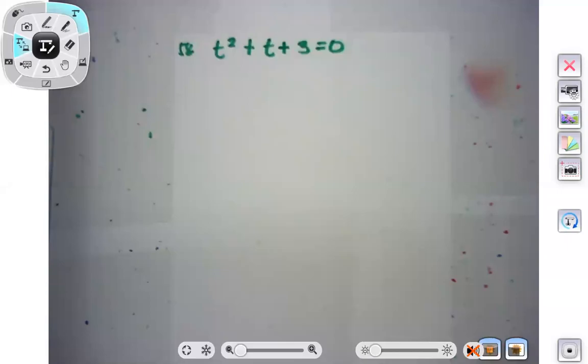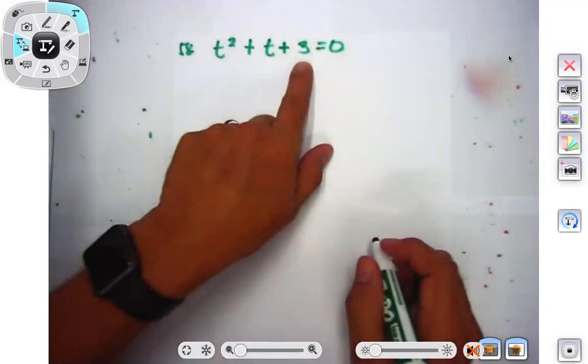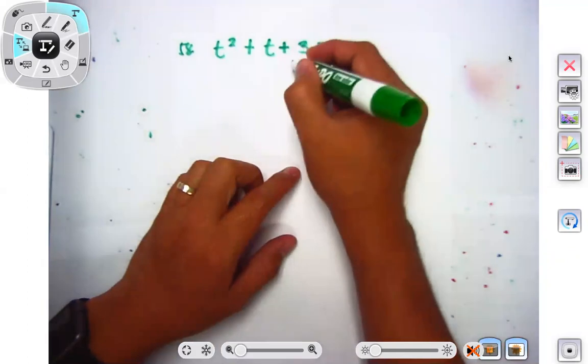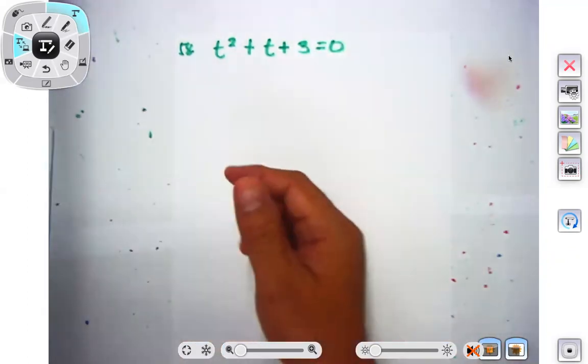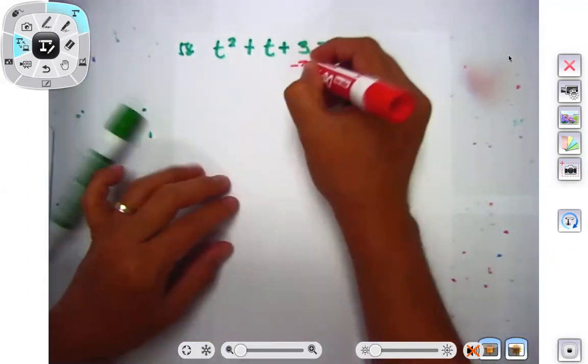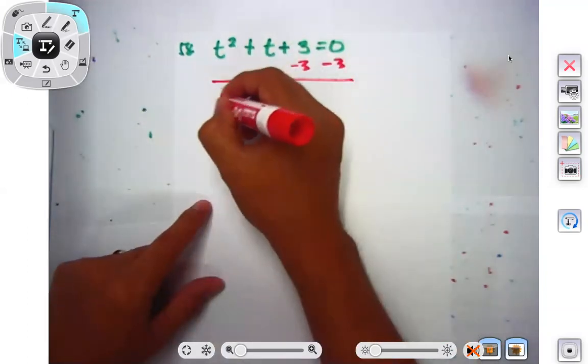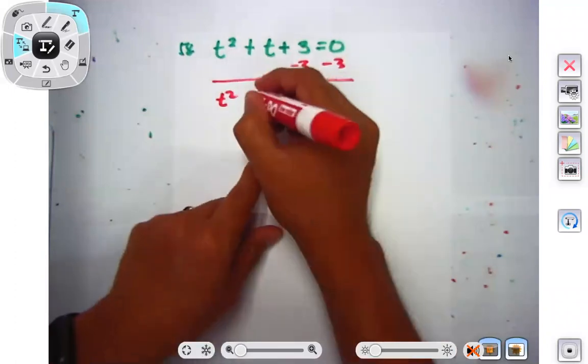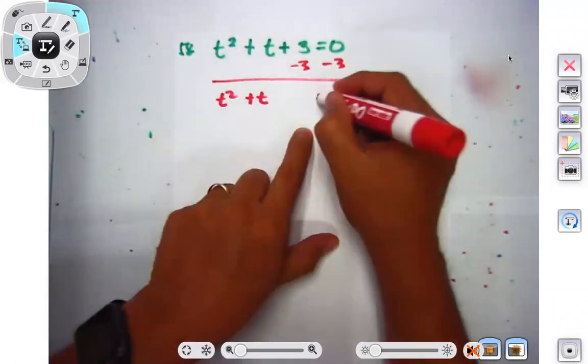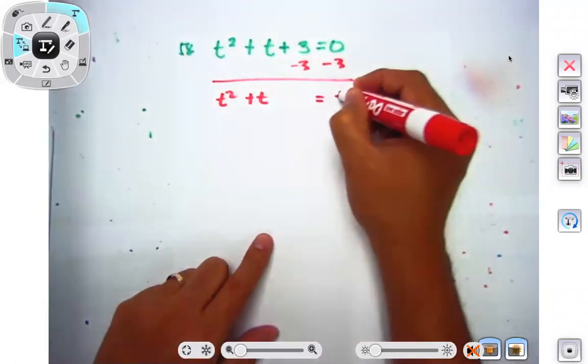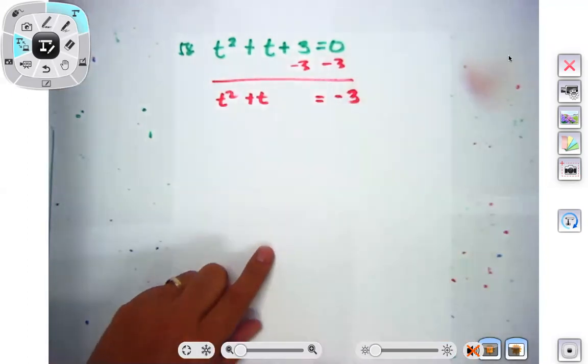Let's solve number 58. t squared plus t plus 3 equals 0. We have a constant here, 3, right? So we subtract both sides by 3. And this is t squared plus t equals negative 3. Let's complete the square.